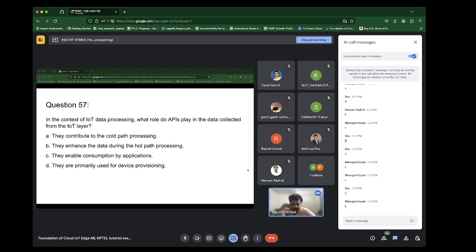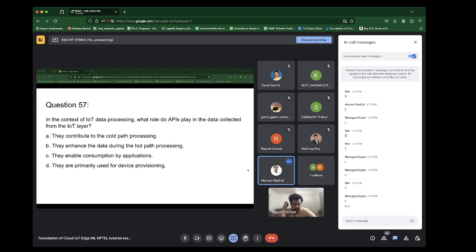So some people are saying B. Or C. Okay, fine. So I'll like the answer. So the answer is C. They enable consumption by applications.